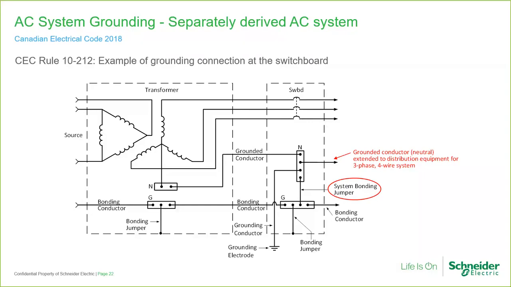Still, a separate bonding conductor is required between the transformer and switchboard to interconnect the bonding terminals at both pieces of equipment in order to carry ground fault current from a ground fault in the transformer enclosure, so that it can return back to the neutral to complete the circuit and trip the breaker.